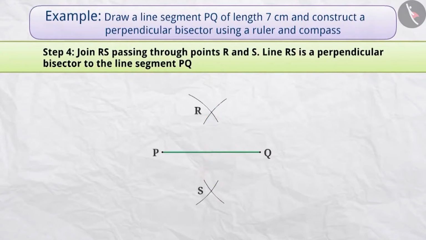Step 4. Join RS, passing through points R and S, which intersects the line segment PQ at point C. Line RS is a perpendicular bisector to the line segment PQ.